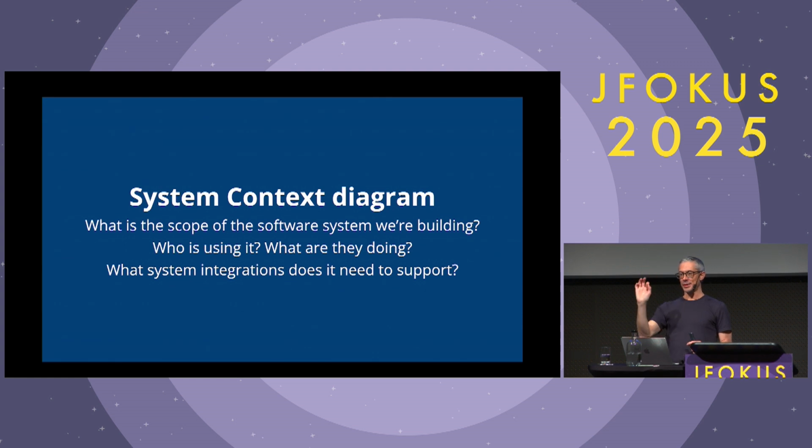So the system context diagram in C4, in order to draw that, you have to ask these questions. So what's the scope of the thing we're building? What features sit inside it? And how does it fit into the world around it in terms of people and software systems? Answer those questions and you can draft up a system context diagram for any system that you are interested in.